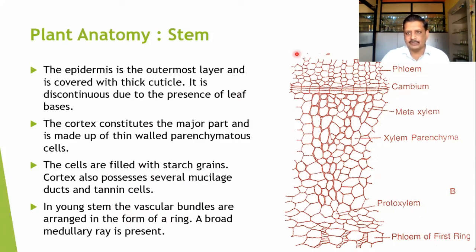Here you can observe the cortical zone where the phloem is. This is the cambial tissue. These are the larger metaxylem elements. This is the xylem parenchyma which is surrounded by that, and these are the protoxylem elements and phloem of the first ring. Because the plant is perennial, we can find multiple layers of rings. Here one ring is shown where the phloem is on the outer side, the cambium is there, and these are the metaxylem and protoxylem elements. This is the phloem of the first ring. So it is a continuous process.